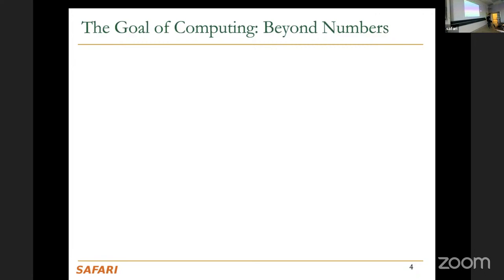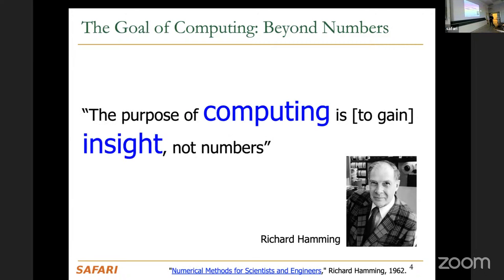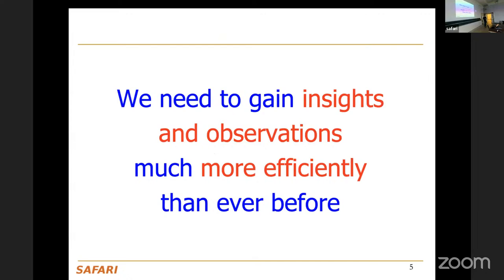I usually like to start with reminding the goal of computing in such lectures. I do it by showing this quote from Richard Hamming, which says the purpose of computing is to gain insights, not necessarily just numbers. So that's, scientifically speaking, maybe not usually the case for entertainment purposes, but for scientific computing, that's usually the case. And today, actually, we need to gain insights and observations much more efficiently than before.